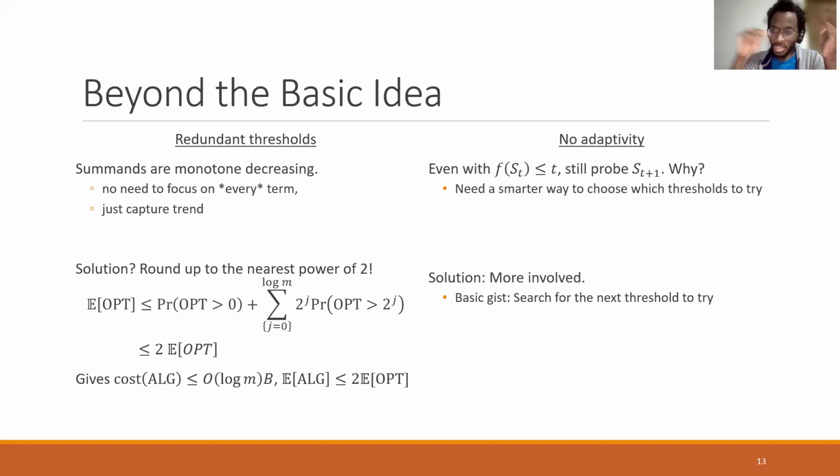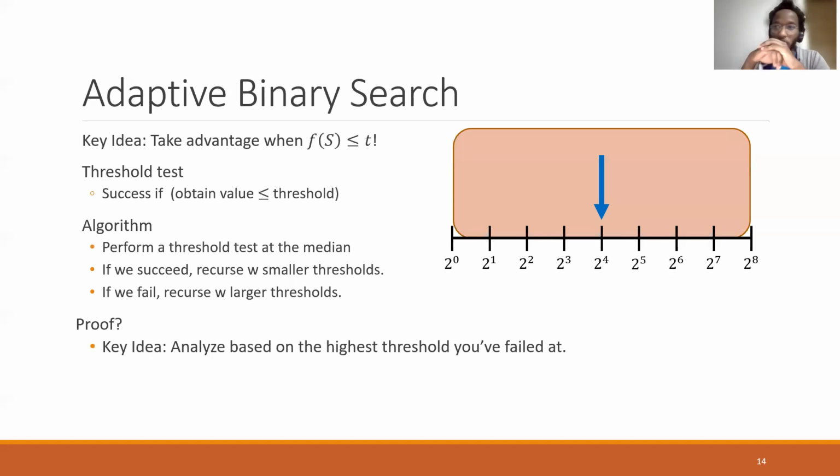And what's the solution here? It's more involved. I'm going to need a few slides to explain it. But the basic gist is that we're going to search for the next threshold to try. Okay. Right. So the solution is adaptive binary search. And the key idea here is to take advantage of the fact that you've gotten below a threshold if you ever do. So let me just walk you through the algorithm first, and then I'll go through an animation that shows how it would work.